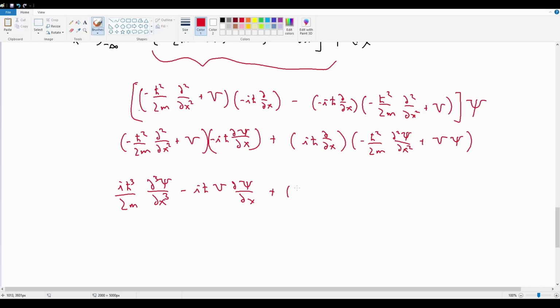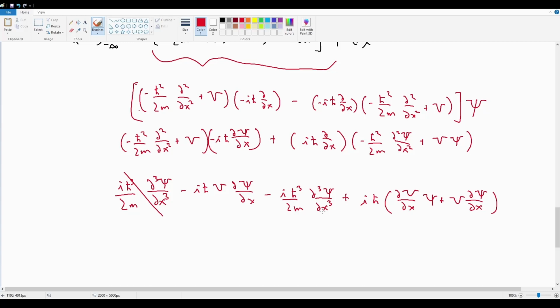So what's this going to give me? Minus i times h bar cubed over 2m d cubed psi by dx cubed, right? Plus i h bar v, because v has no, well actually, you know, yes it does, I'm an idiot. i h bar, and then chain rule, partial v with respect to x times psi, plus v partial psi with respect to x, like that.